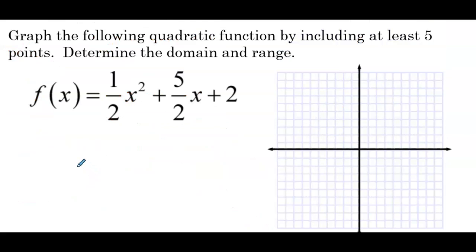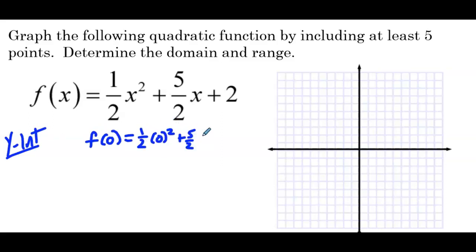Next up, f of x equals 1/2 x squared plus 5 over 2 x plus 2. Okay, the function definitely looks more complex, but we'll treat it the same way. We'll start with the y-intercept. So f of 0 equals 1/2 times 0 squared plus 5 over 2 times 0 plus 2. So f of 0 is equal to 2. So our y-intercept is 0, 2.